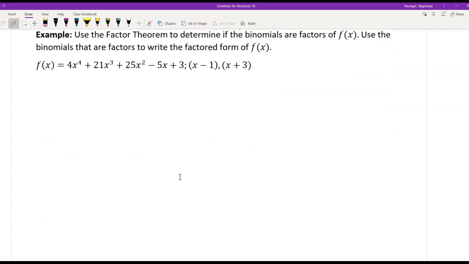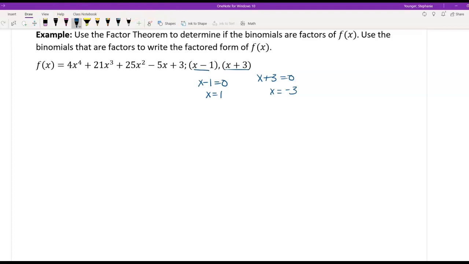So now we're going to use both the factor theorem and the remainder theorem, actually just the factor theorem, to determine if the binomials are factors of f of x, and then use the binomials that are factors to rewrite the factored form of f of x. So here we go. We take this, x minus 1 equals 0, so x equals 1. And we take this one, x plus 3 equals 0, and x equals negative 3. These are the two c's that we're checking to see if they are factors.